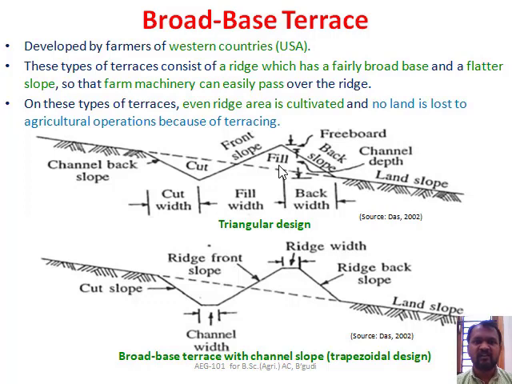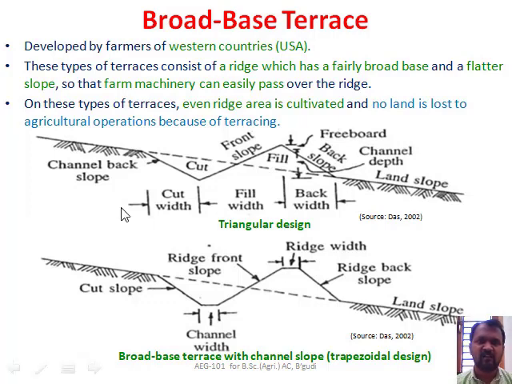so that machinery can easily pass over the ridge. When we are cultivating our land for crops, the machinery has to pass from the upside to the downside or from the downside to the upside. On these types of terraces, even the ridge area is cultivated, so this ridge area also we can cultivate here. In this type of terrace, no land is lost due to agricultural operations and because of terracing.